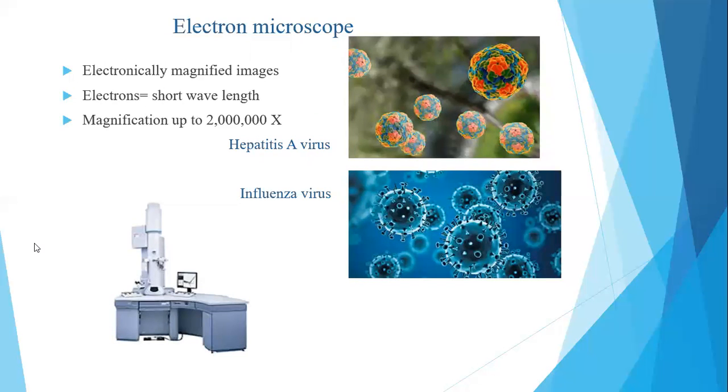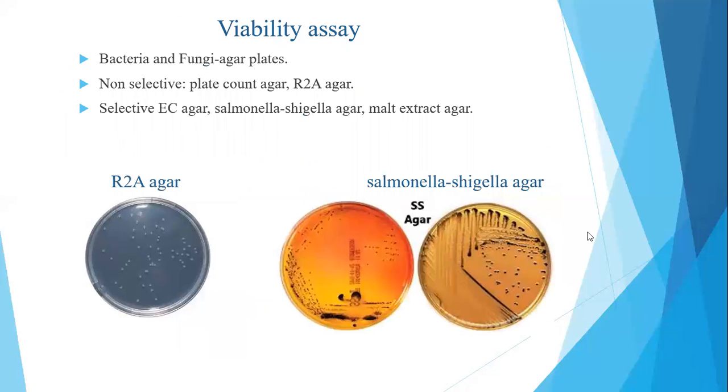Electronically magnified images can be seen in this, and we have already studied the electron microscope. We use it to see bacterial structures, what is inside them, and different viruses, for morphological studies. It has a very short wavelength, and the magnification is up to 22 lakh x. Examples we usually observe with the electron microscope are hepatitis A virus and influenza virus.